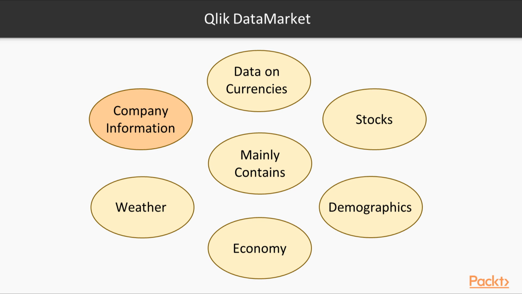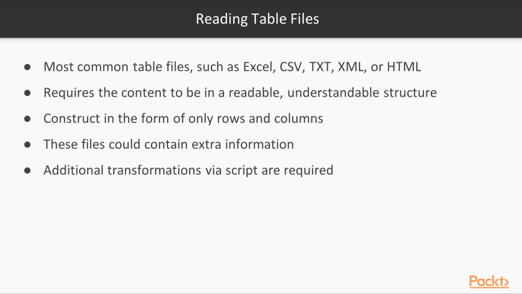Another type of data source you will find consists of the most common table files, such as Excel, CSV, TXT, XML, or even HTML. For these types of data sources, one requirement would be that their content is in a readable, understandable structure. It will be easier to extract data from them if they are constructed in the form of a traditional table, that is, only rows and columns.